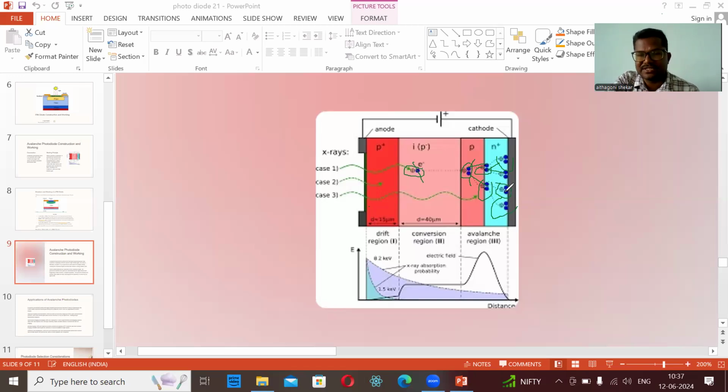This avalanche effect creates a large number of charge carriers, giving very high current sensitivity. So the avalanche photodiode has a very fast response. This is the working and construction of the avalanche photodiode. Next slide. Let's see.